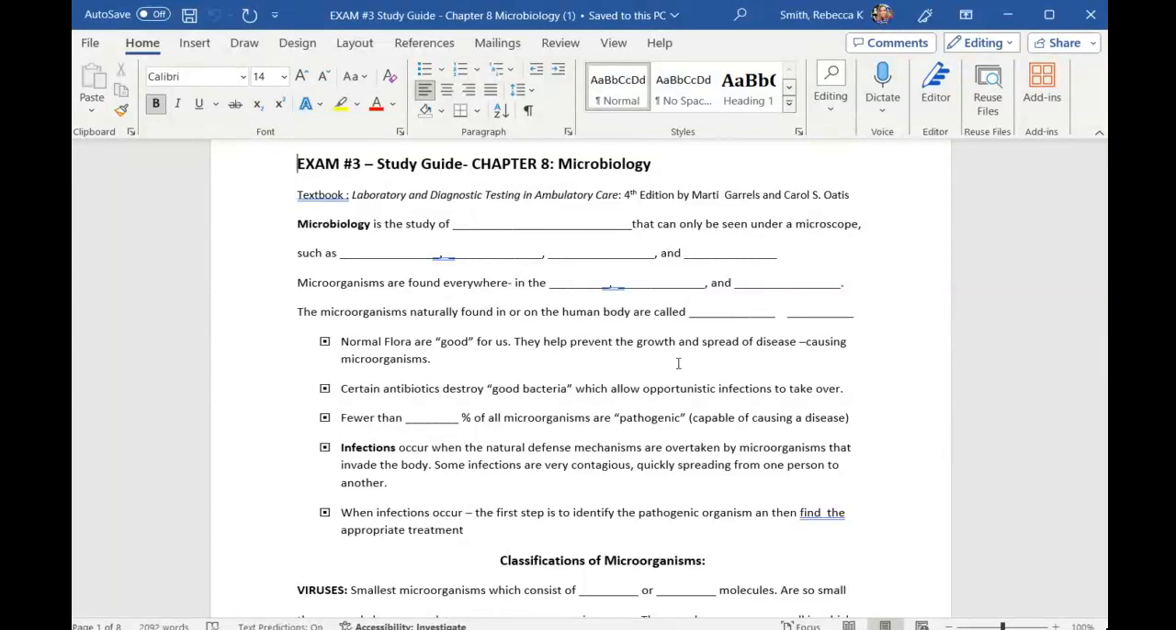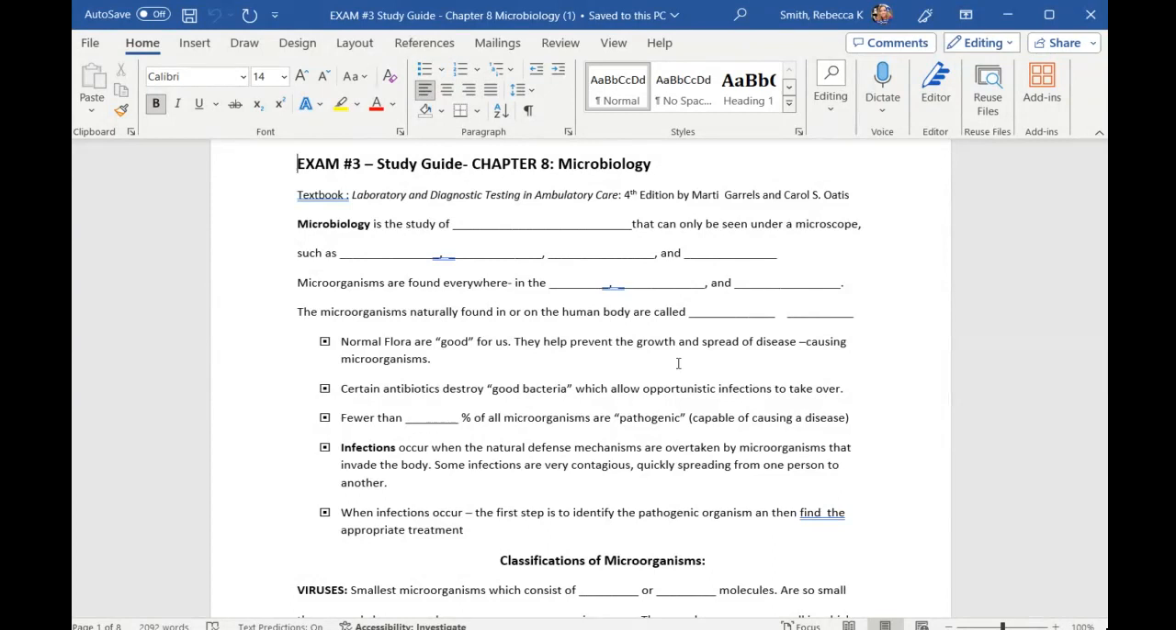Normal flora are good for us. We know that. Certain antibiotics destroy good bacteria. And when that happens, we have antibiotic resistance, right? So if we destroy good bacteria and we don't kill all of the bad bacteria, we do have survival of the fittest, and all of the bad bacteria kind of take over and cause a lot of problems. There's things like an E. coli that's difficult to treat. We have antibiotic resistant gonorrhea over in the UK. So that can be a problem as well.